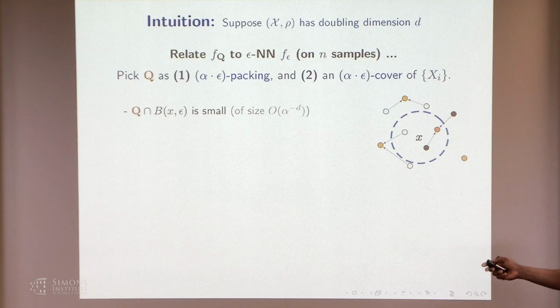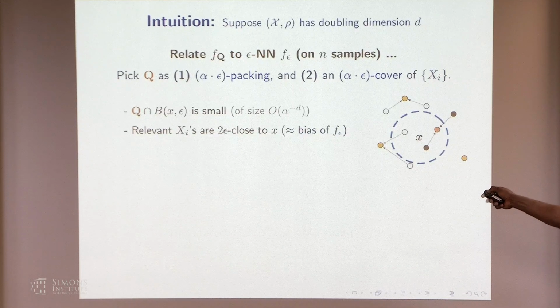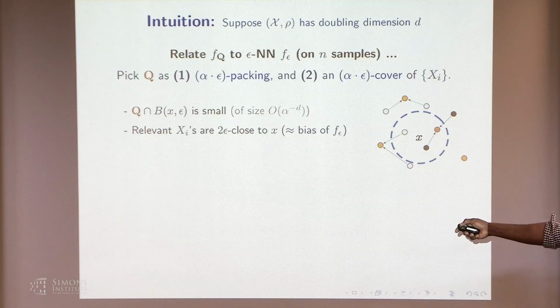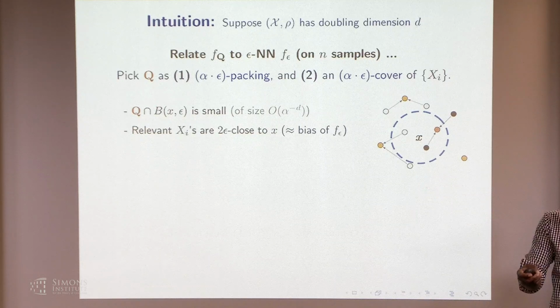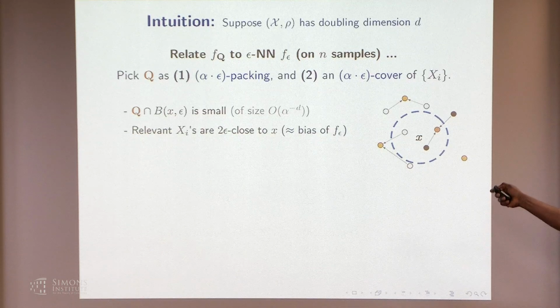Now the statistical accuracy part will be obtained by relating FQ to F epsilon, and by F epsilon I mean F of order epsilon. Okay. The covering part tells me that the relevant xi's, by which I mean the xi's that are contributing to the estimates, must be very close to x. They must be at most 2 epsilon away from x, since the q's are epsilon away and they are an epsilon cover. What that also means is that the distance from the query x to the points contributing affects the bias of the estimator. That's what controls the bias of the estimator. What that means is that the bias of this estimator will not be much worse. Sorry, there should be a 2 here. Will not be much worse than the bias of F2 epsilon. So that relates the bias to the bias of this estimator.